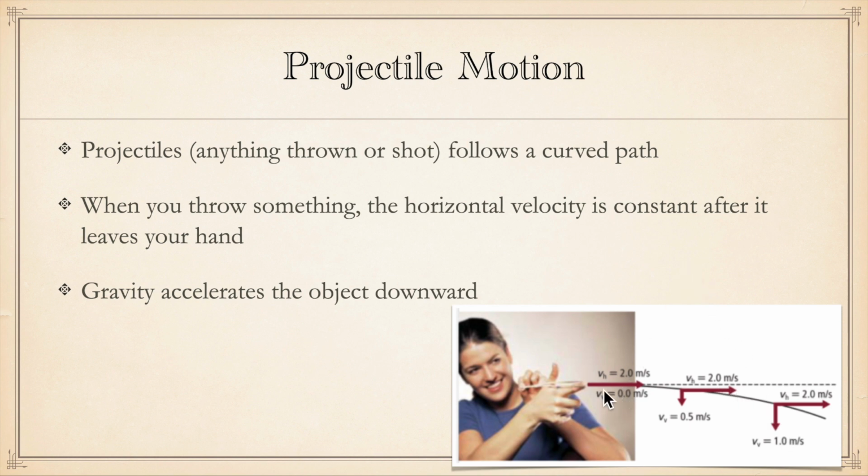And this picture shows this constant velocity once the rubber band leaves her finger of 2 meters per second to the right. But then we have this velocity downward due to gravity that continues to increase. It starts off at 0, then goes to 0.5, then goes to 1 meter per second.